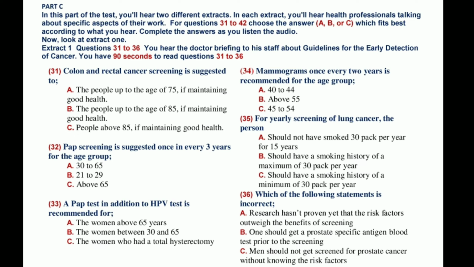Part C. In this part of the test, you'll hear two different extracts. In each extract, you'll hear health professionals talking about specific aspects of their work. For questions 31 to 42, choose the answer A, B, or C, which fits best according to what you hear. Complete the answers as you listen to the audio.